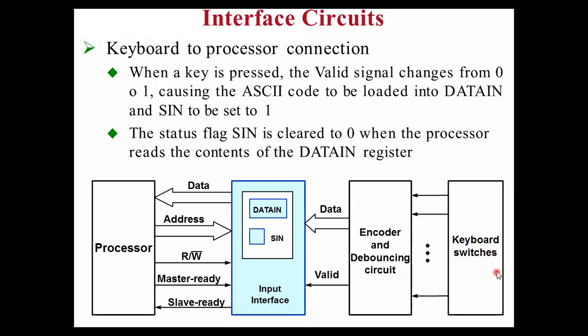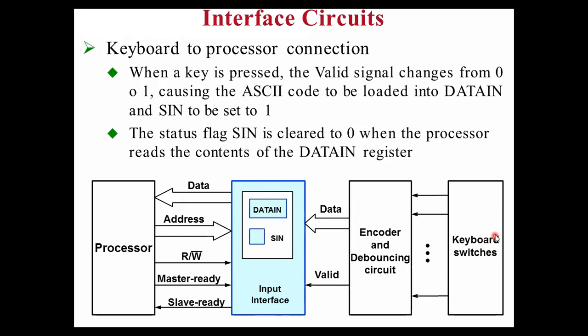Those keyboard letters will be converted into equivalent ASCII codes by using this encoder and debouncing circuit. That data will be passed to this input interface. This is the input interface, this is the interface circuit. Here, why are we taking an input interface?